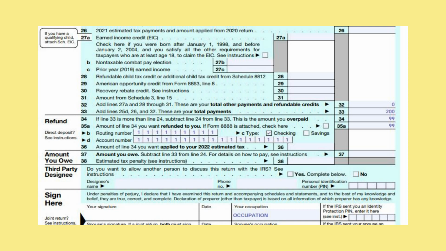If you don't want it directly deposited into your bank account, cross off lines 35B and D and the IRS will send you a check directly. Note that there's a box to the left of line 35A. You would only check this box if you wanted your refund deposited into more than one bank account, so usually this would be left blank.